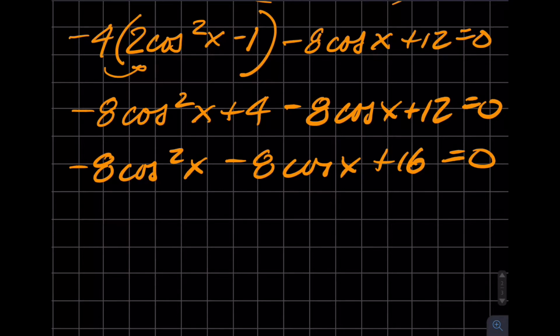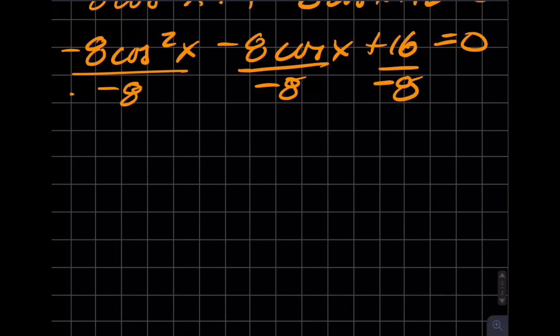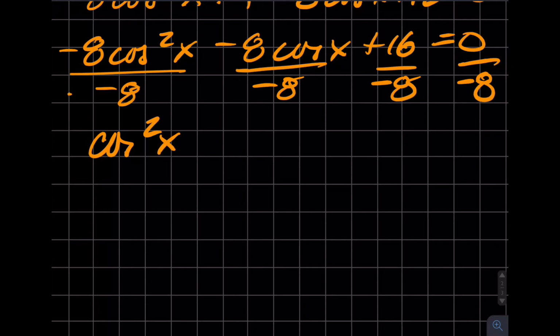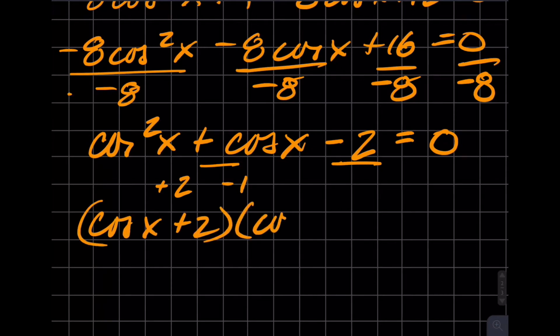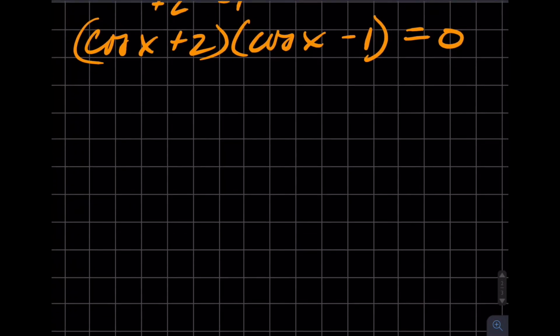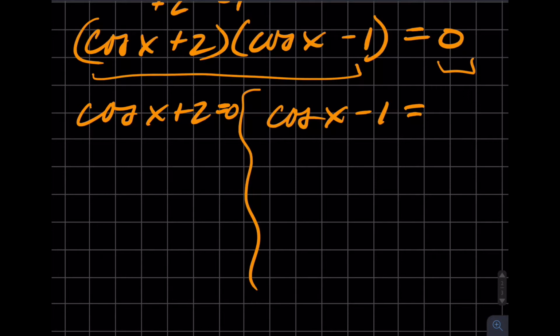So like an earlier problem, if you watched all the videos in order, you're going to factor this guy. And the first thing I'm going to do is factor out a negative 8. Or if you want to think of it that way, I'm going to divide everything by negative 8. And I get cosine squared x plus cosine x minus 2 equals 0. And so then factors of negative 2 that add up to 1, that's going to be plus 2 and negative 1. So I have cosine x plus 2 times cosine x minus 1 equals 0. That gives me my independent factors equal to 0. And so I can figure out simply when cosine x plus 2 is equal to 0, and separate from that, when cosine x minus 1 is equal to 0.